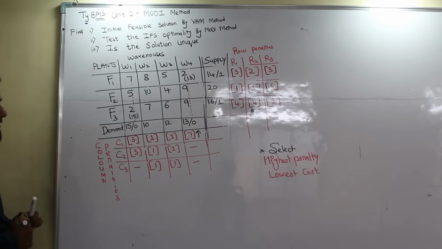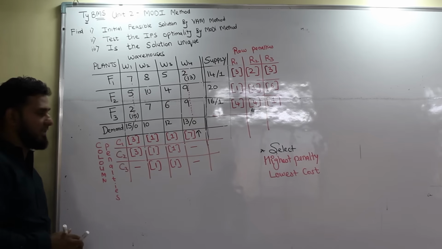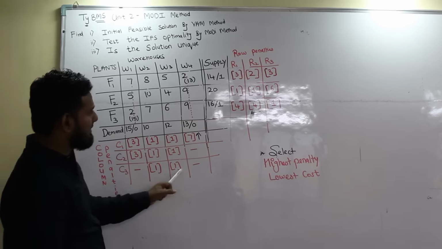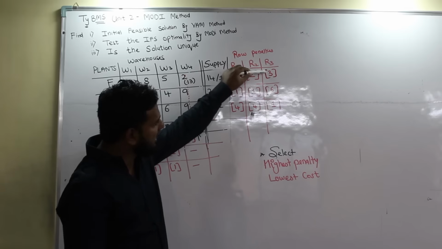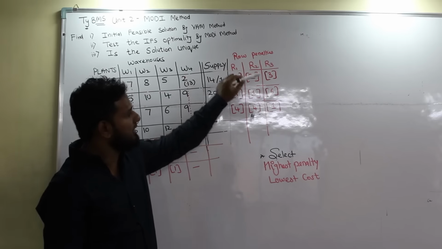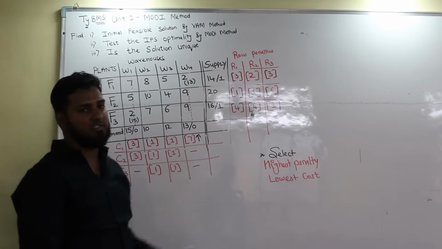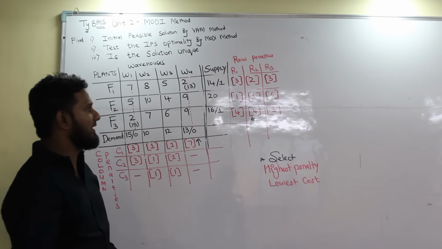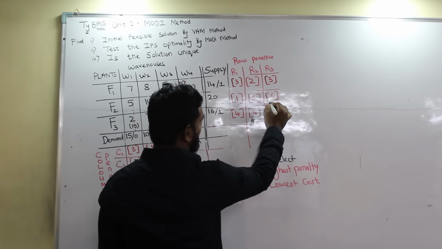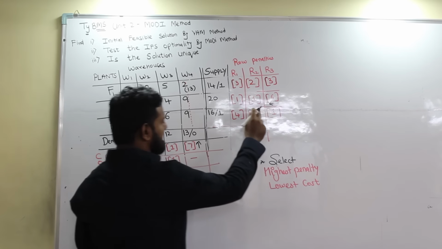So again the same rule, we have to select the highest penalty. So we got 1, 1. And here we got 3, 6, 1. So which is the highest one? The highest one is 6. So we will select the penalty 6.